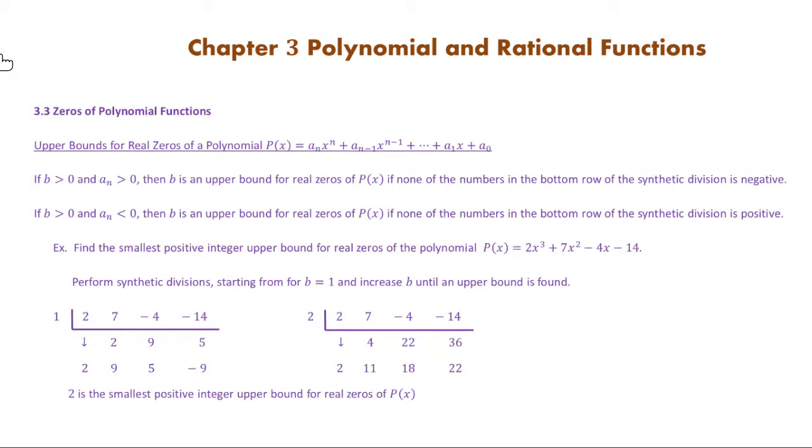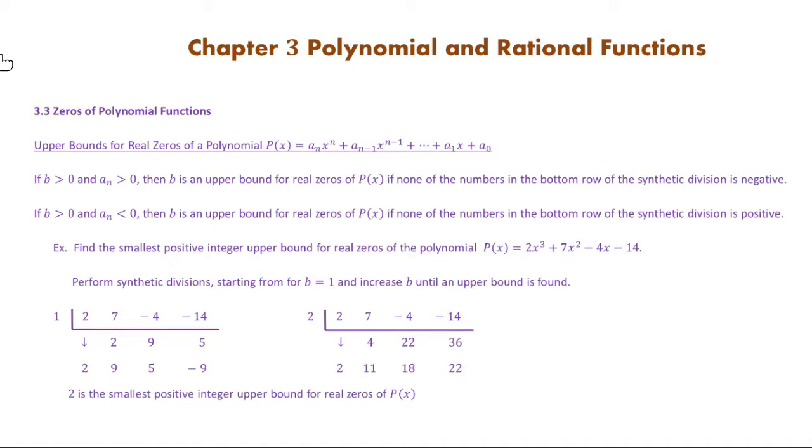All right, so you just do the synthetic division of the polynomial with this number b, and then you look at the bottom row of this synthetic division. If none of the numbers in the bottom row is negative, then we know this number b is an upper bound for real zeros of p. In other words, all the solutions of this polynomial equation p equal to 0 have to be less than or equal to b. So that's the case when the leading coefficient a_n is positive.